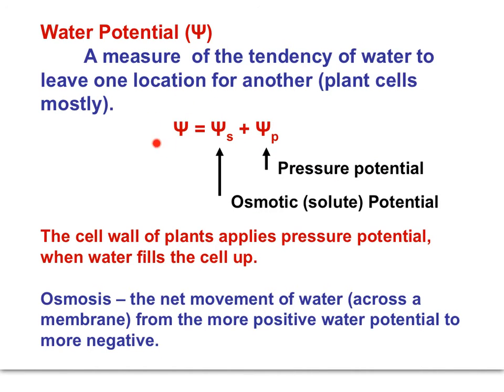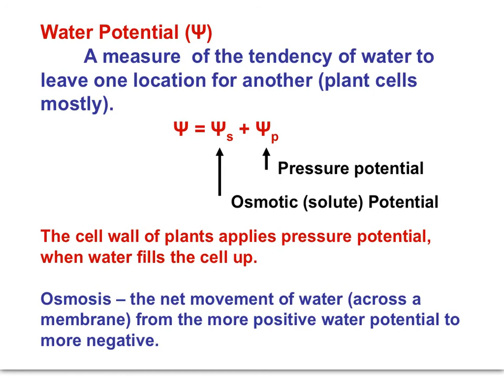Water potential is a measure of the tendency of water to leave one location for another location, and we're dealing with plant cells here. Whether or not water will move into or out of a plant cell depends on both osmotic potential, a function of the solute concentration of the cytoplasm, but also pressure potential, a measure of the pressure that the cell wall applies to the cell cytoplasm.